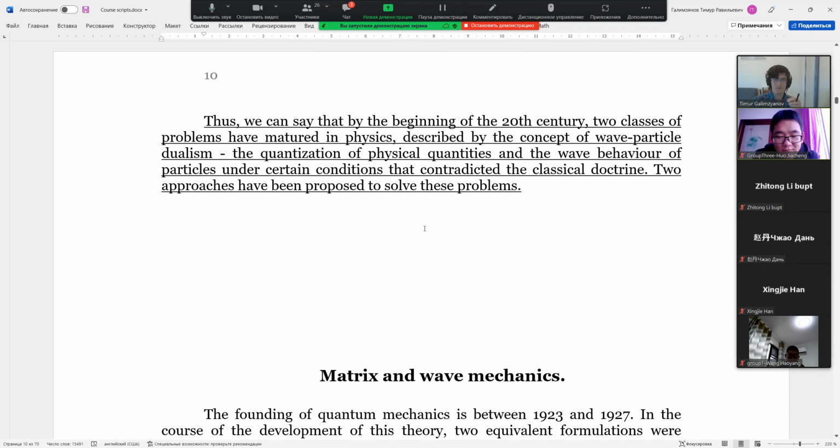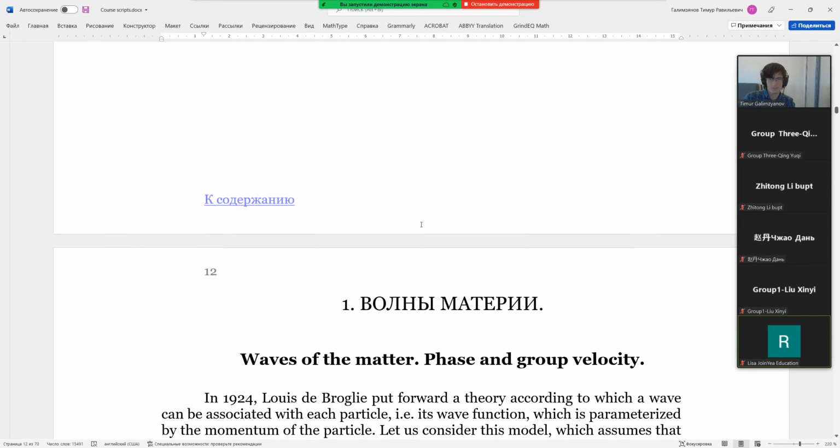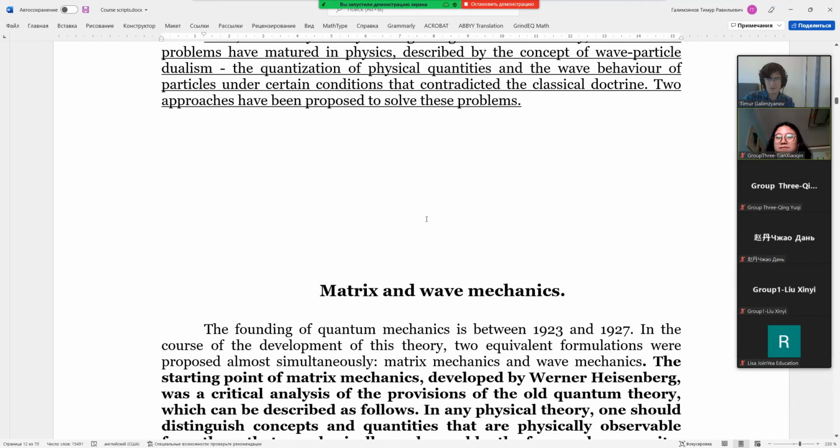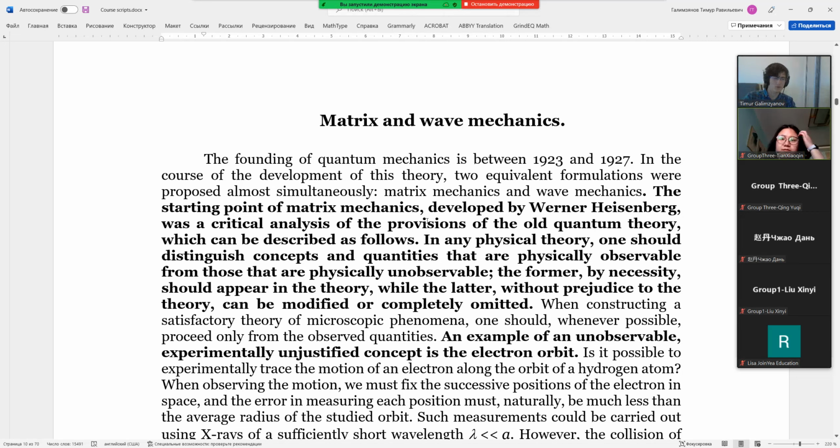In the next part, I will speak briefly about how people solved these problems. There were two solutions. The first one was found by Werner Heisenberg, and it was called matrix mechanics.